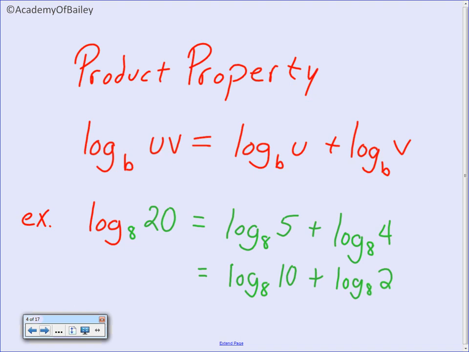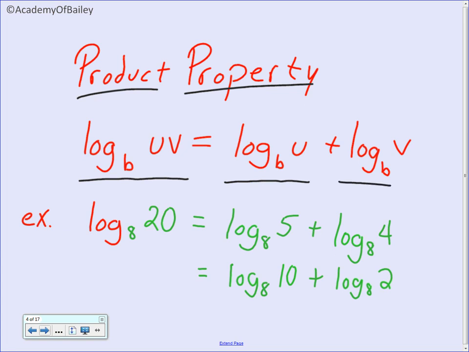The first property of logarithms is the product property. And that says if we have log base b of u times v, that's just going to be log base b of u plus log base b of v. And if you look down here in the example, log base 8 of 20, well, we have 5 times 4 is equal to 20. And so we will add those two logs, log base 8 of 5 plus log base 8 of 4. That is equal to log base 8 of 20.